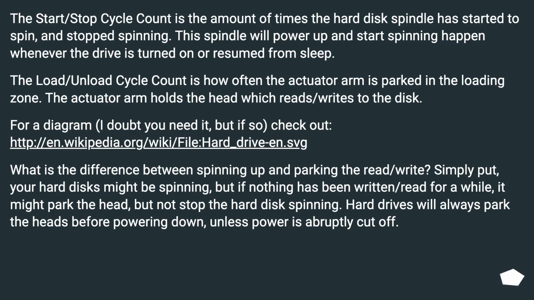What is the difference between spinning up and parking the read/write head? Simply put, your hard disk might be spinning, but if nothing has been written/read for a while, it might park the head, but not stop the hard disk spinning. Hard drives will always park the heads before powering down, unless power is abruptly cut off.